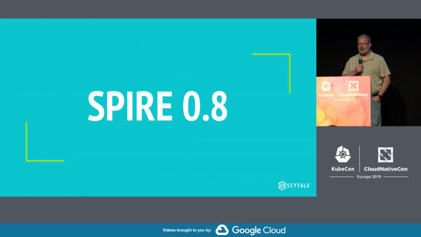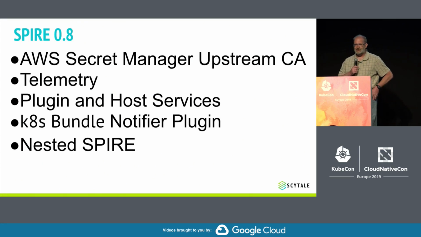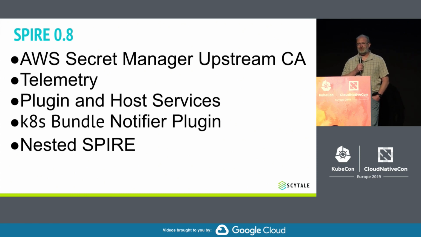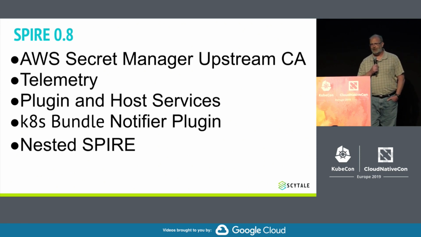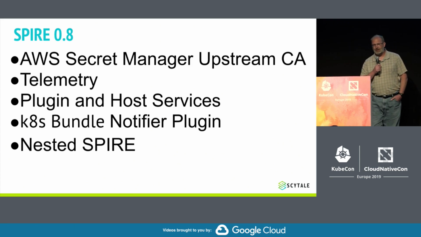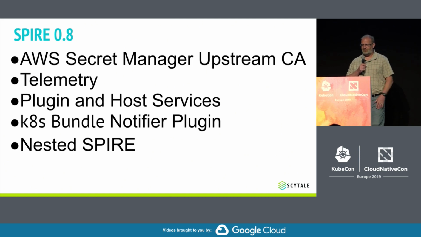Last night, SPIRE 0.8 was released from here in Barcelona. Some of the things that went into SPIRE 0.8: I mentioned using AWS Secrets Manager in the upstream CA. We have introduced telemetry so that metrics from SPIRE can be pushed into your favorite metric system. We've introduced some plugin and host services. If you are writing a plugin for SPIRE, with plugin services you can provide a set of standardized callbacks that SPIRE will use to inform SPIRE of information around your plugin. You might want to use that for health checks or liveness probes, for example, if your plugin wants to go a bit deeper into determining if things are okay.